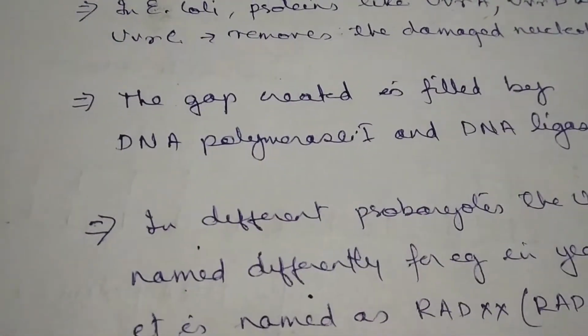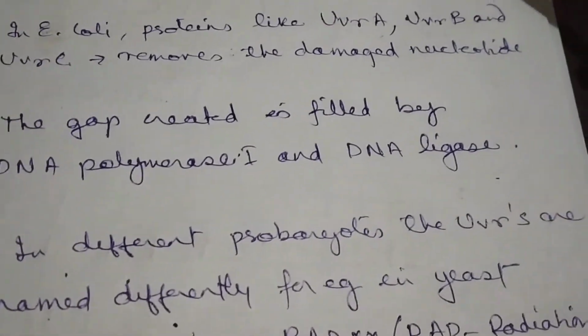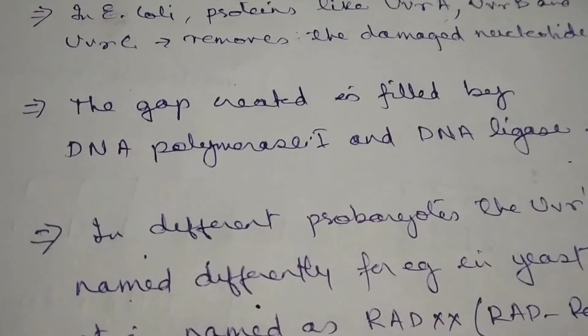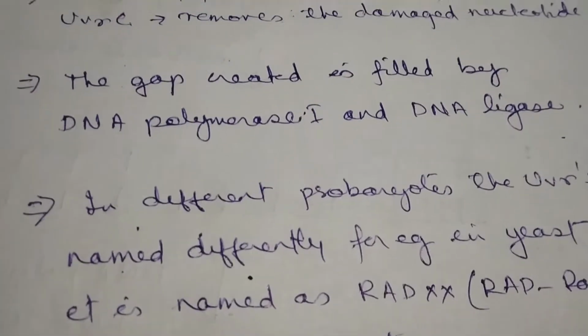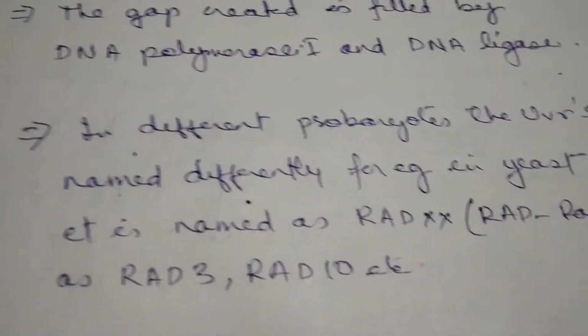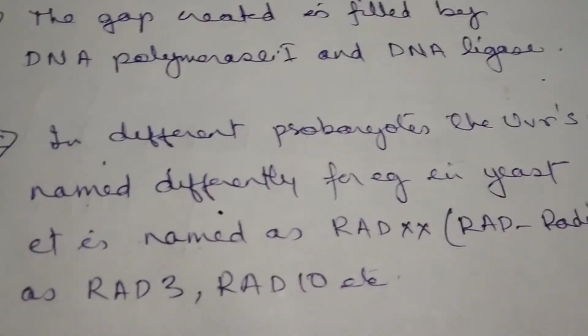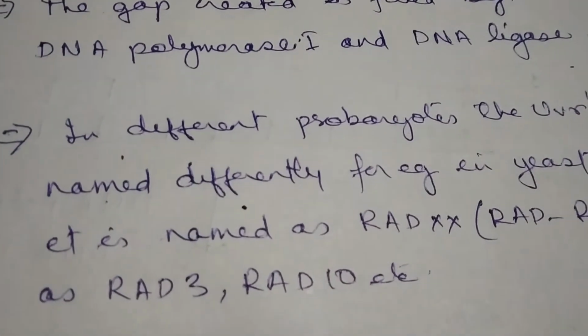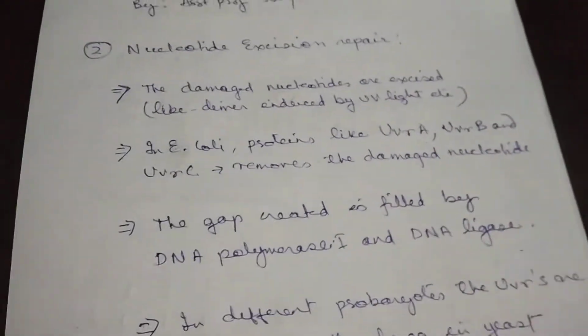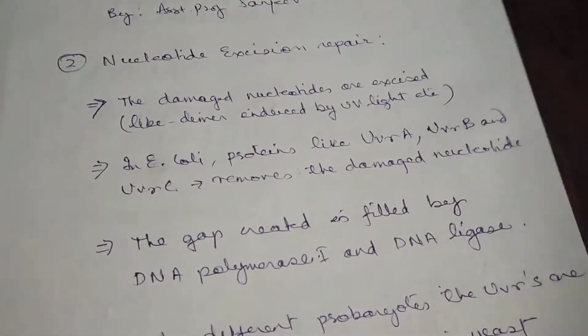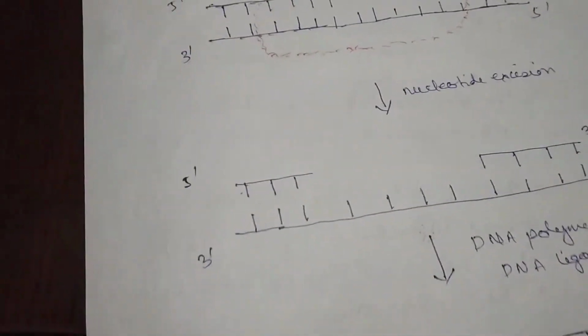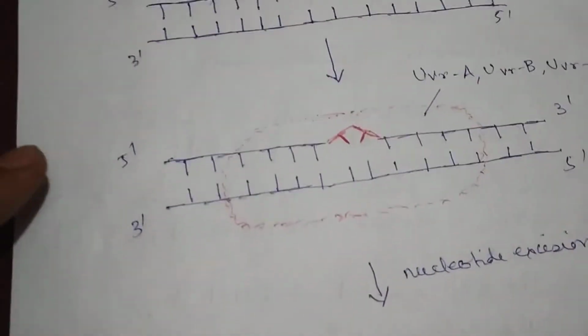Now, in different organisms, the proteins which are used are named differently. For example, in yeast, they are named RADX. RAD stands for radiation. They are termed RAD3, RAD10, etc. So now we will try to understand this in the diagram, how it happens.